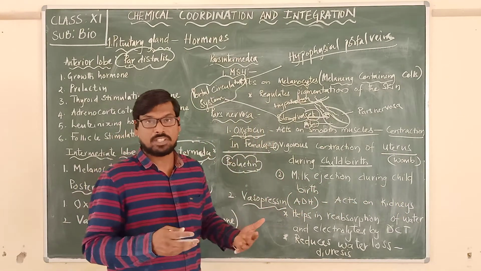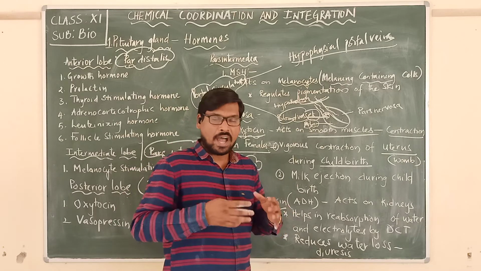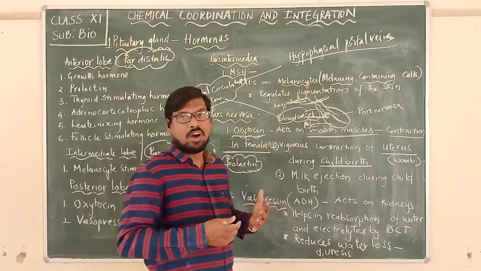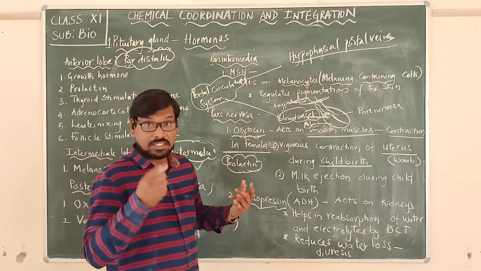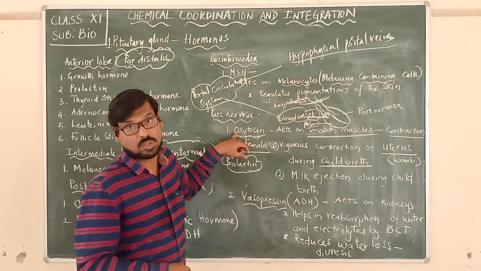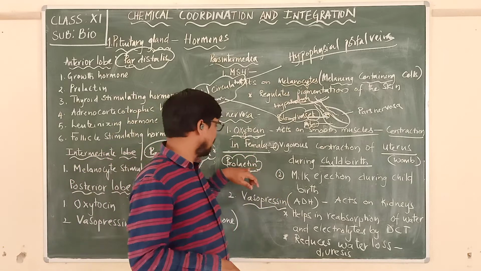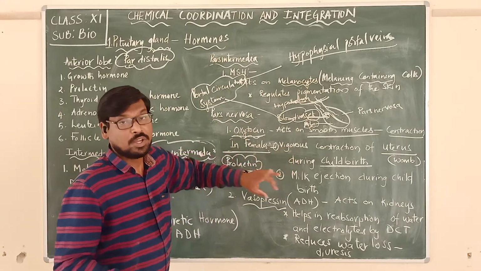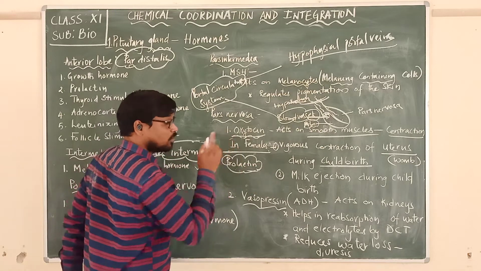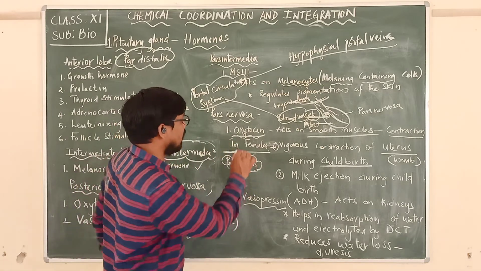Means exactly after the childbirth, there will be milk ejection from the mammary glands. That is under the control of what? Oxytocin. But for the production of milk, it is prolactin. So in this area, you have to remember this point very carefully.